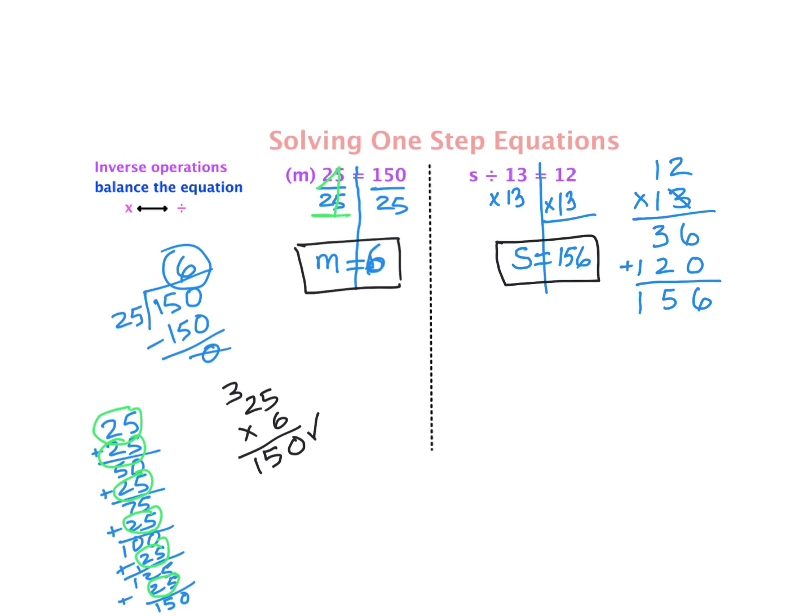Now I'm going to check my work. 156 divided by 13, and we should get 12. If I don't get 12, then I did something wrong. 13 goes into 15 one time. There's only one group of 13 that I can get out of 15. 13 times 1 is 13. 5 minus 3 is 2. Bring down the 6. 13 goes into 26 two times. 13 times 2 is 26. Subtract. 26 minus 26 is 0. So this tells me that my answer is correct.